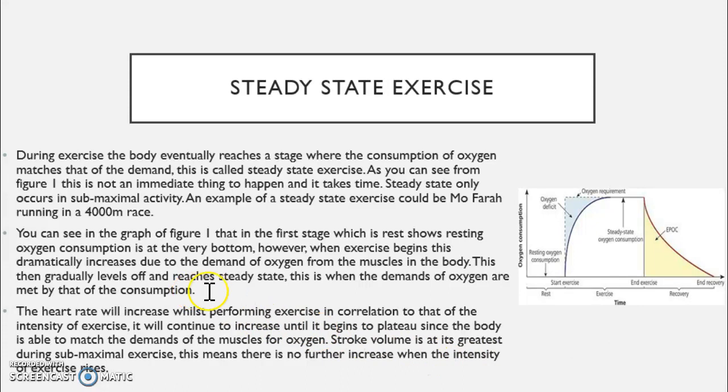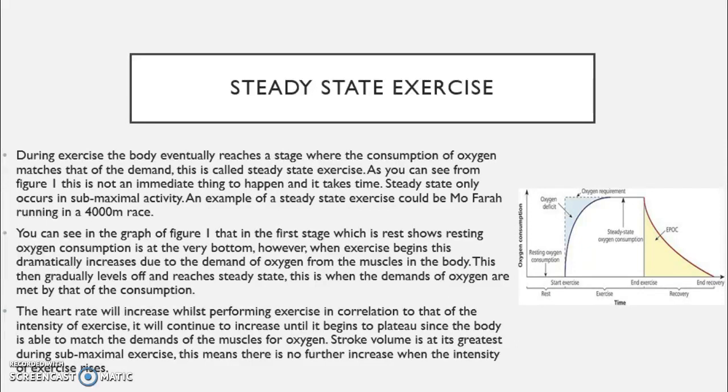So during steady state exercise, you'll see that the first stage is resting, and at this point oxygen consumption is very low. However, when the exercise begins, the consumption of oxygen will increase drastically, and this is due to the demand of oxygen from the muscles in the body. That will be a drastic increase at the start of the exercise, but the demand will eventually plateau. And that's when steady state is reached. That's when the demand of oxygen is met by that of the consumption.